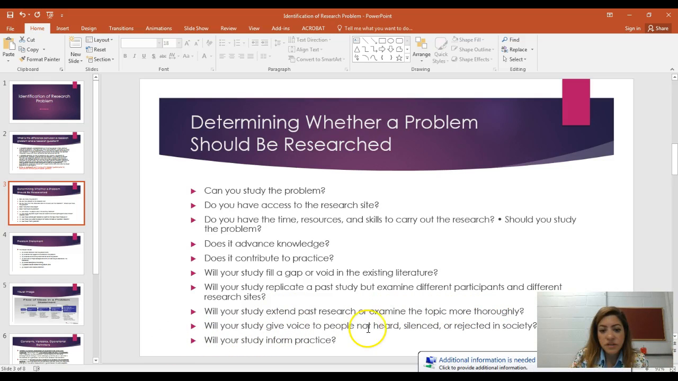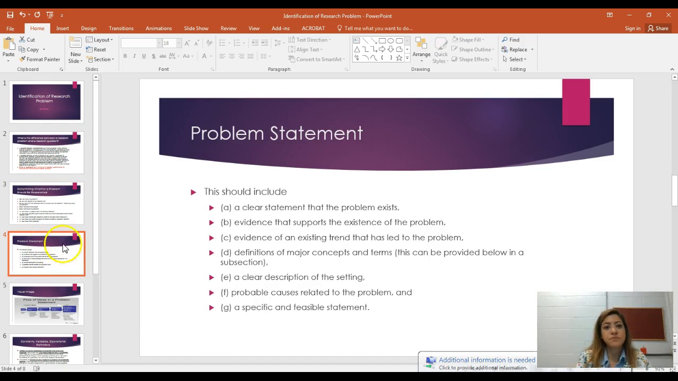Will your study give a voice to people who are never heard, a different ethnicity or a different culture? Will your study inform practices when teachers decide to do something? When they read your research, does it make a difference in their practices in the classroom?